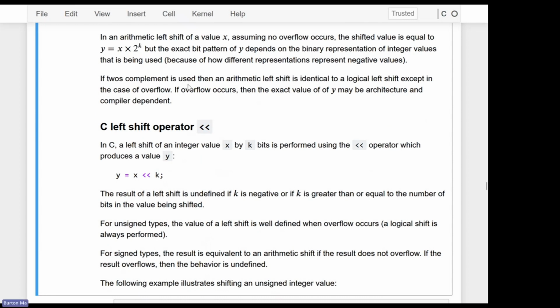Right. So in 2's complement, an arithmetic shift is identical to a logical shift, except if overflow occurs. If overflow occurs, then what exactly happens depends on your particular CPU.